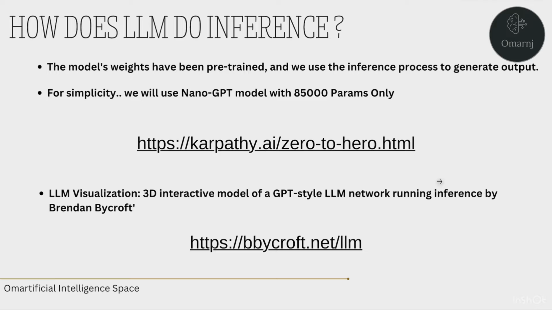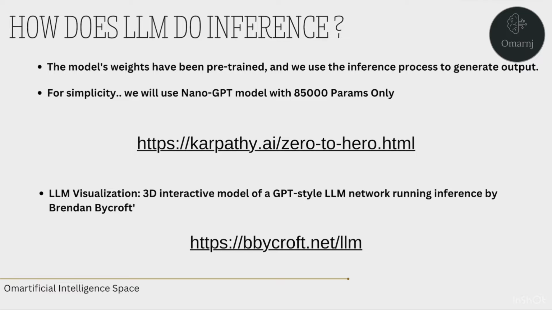So how does an LLM do inference? In today's short video, we will consider the model's weights that have been pre-trained, and we will use the inference process to generate the output or the next token. For simplicity, I am going to explain the NanoGPT model, which has only 85,000 parameters, powered by Karpathy's code in his Zero to Hero series.